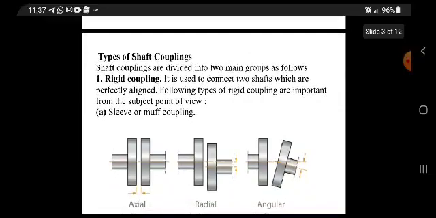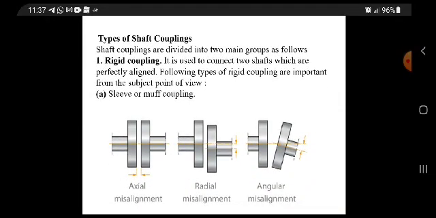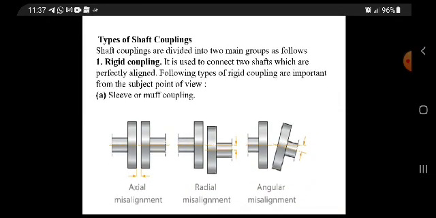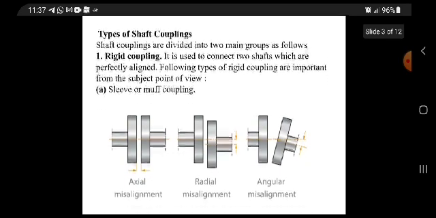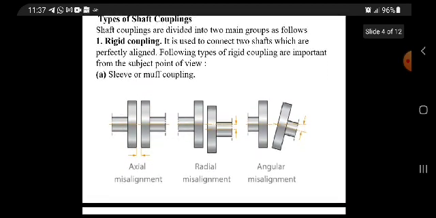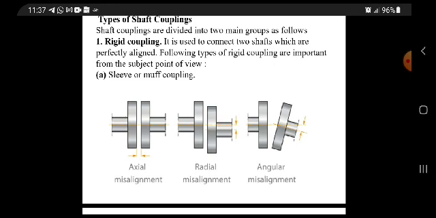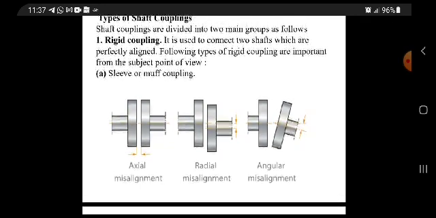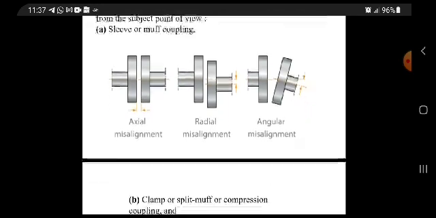Next, types of coupling. Shaft couplings are divided into two main groups. First, rigid coupling. It is used to connect two shafts which are perfectly aligned. Following are the types of rigid couplings that are important. First, the sleeve or muff coupling. The diagrams show the different arrangements: axial misalignment, radial misalignment, and angular misalignment.